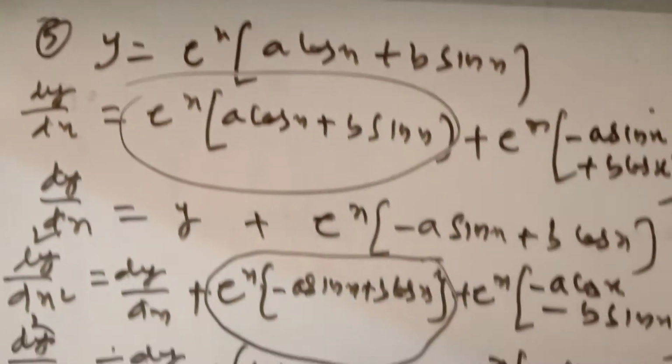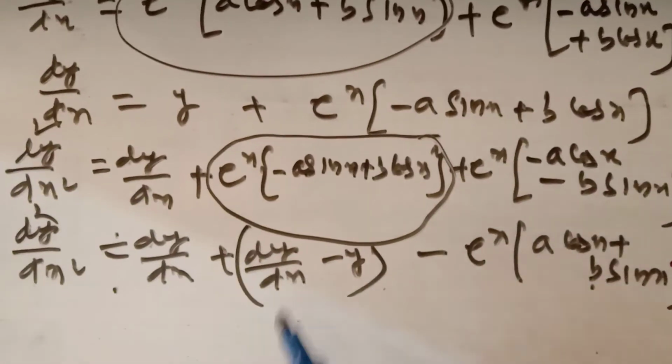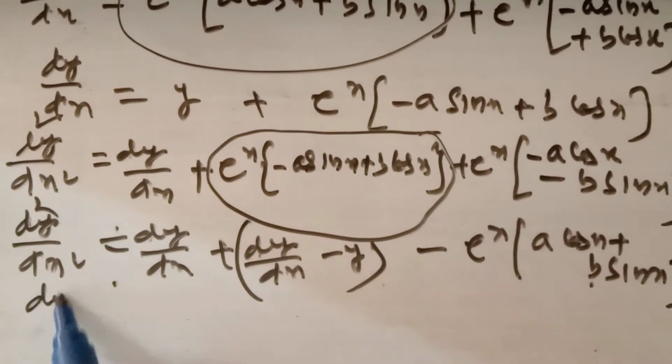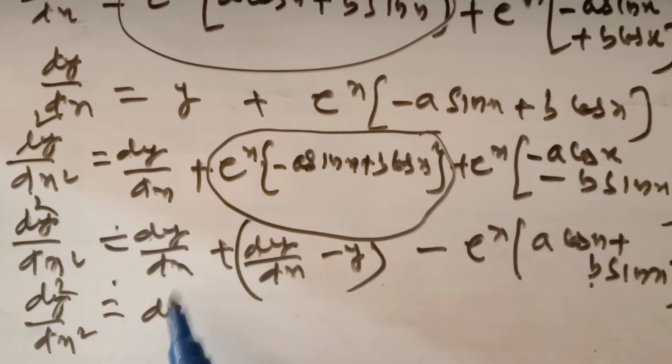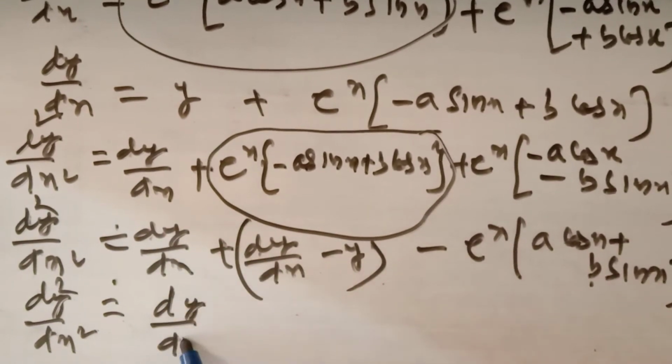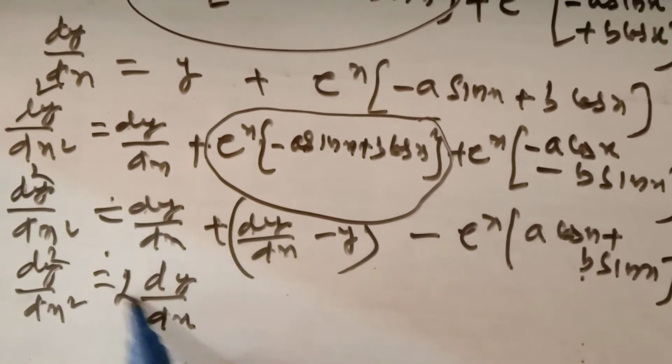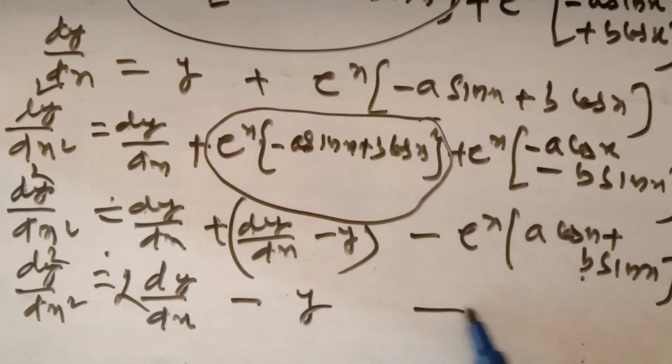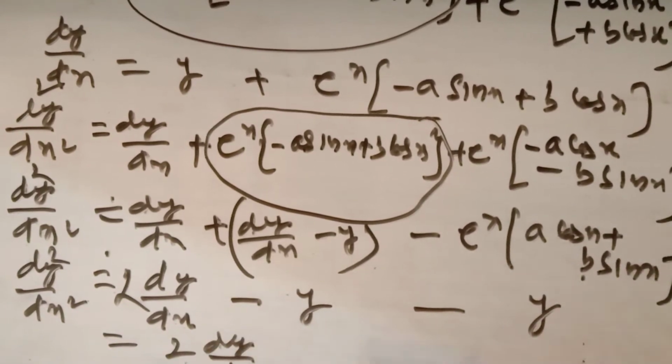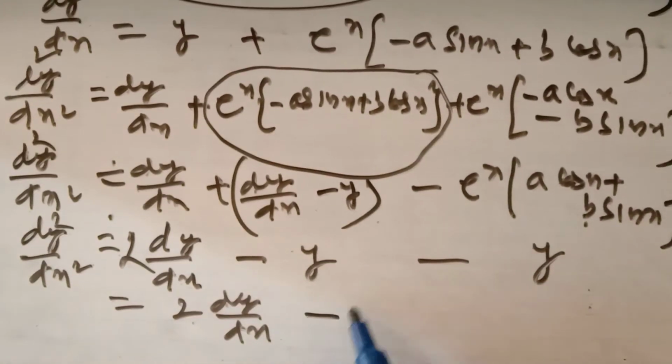This has been given to us, y is equal to this. So like this, both a and b have been eliminated. So it comes out to be 2 dy/dx minus y, and this is minus y. This is also y. So this is 2 dy/dx and minus 2y. So like this, a and b are both eliminated.